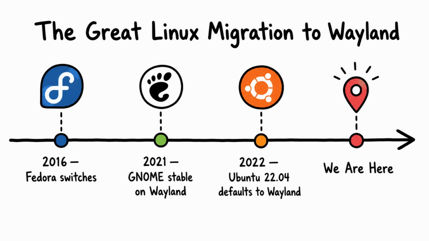Now let's talk about where things stand today, 2024 and beyond. Major Linux distributions have been making the big switch. Fedora switched to Wayland by default all the way back in 2016. Ubuntu switched to Wayland by default in 22.04. GNOME on Wayland is now considered stable and feature complete. Even NVIDIA, which resisted Wayland for years due to driver complexity, has now added solid Wayland support. The tide has definitively turned.